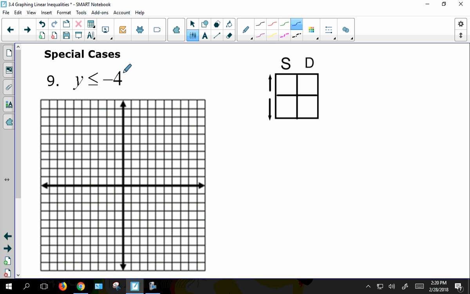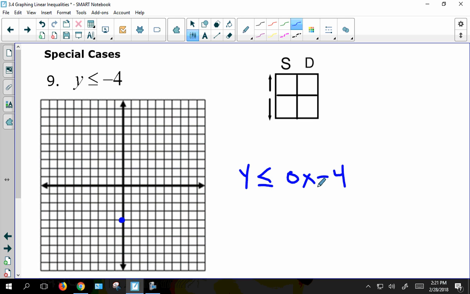Okay. Now, do you see an x? Do you see an x in number 9? No. What does that mean? What kind of line is it? Horizontal. Very good. So I go to negative 4. 1, 2, 3, 4. I put a dot. There's no x. This is not the slope. This is your y-intercept. I could write this y is greater than or equal to 0x minus 4.